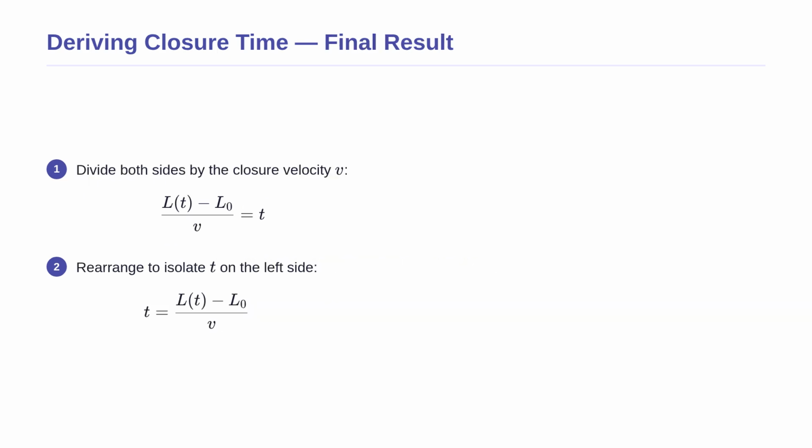Now that we have isolated the velocity and time on one side, let us complete the derivation. To get the time variable completely by itself, we divide both sides of the equation by the velocity, v. By rearranging the formula, we arrive at our final result. This new equation tells us that the time required to close the neural tube is equal to the target length minus the initial length, all divided by the closure velocity.